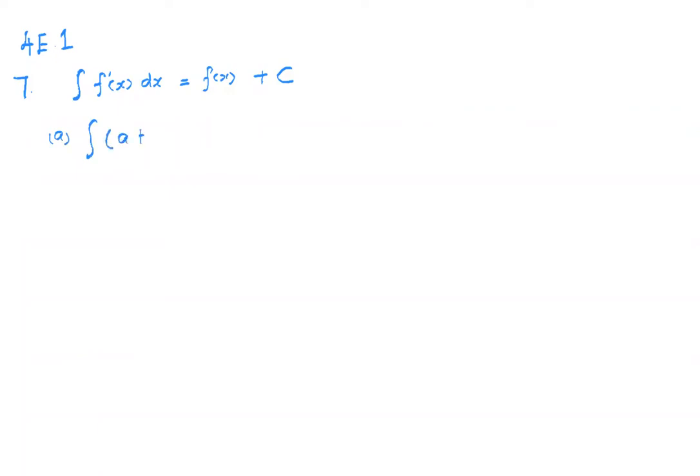The integral of (a plus bx) to the power of n dx, where n cannot be equal to -1, will be (a plus bx) to the power n plus 1, divided by the new power. So this is the rule. You have to follow the rule.